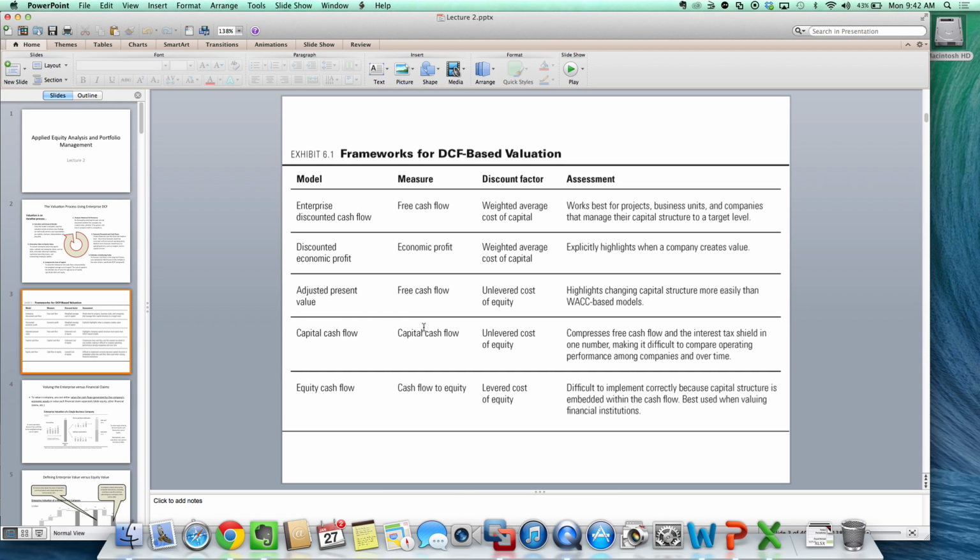Second model, the discounted economic profit, is what's known as a spread model. The idea of a spread model says that I want to look at how much value is created or destroyed during a period of time. I then forecast how much value is created or destroyed every period of time in the future. I add it up. That's the overall change in value to the company.